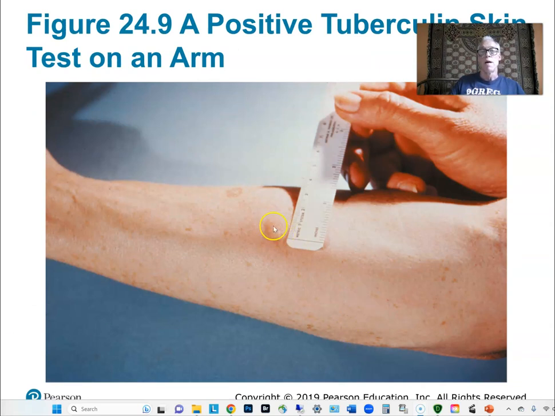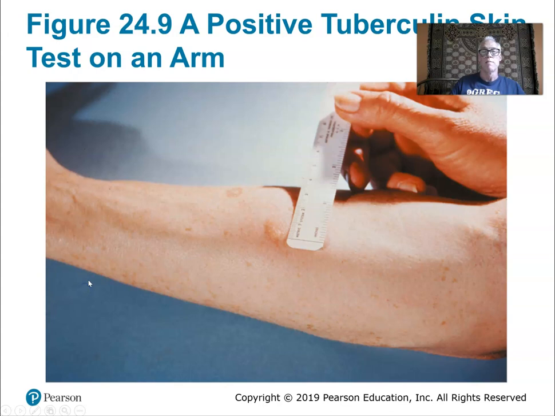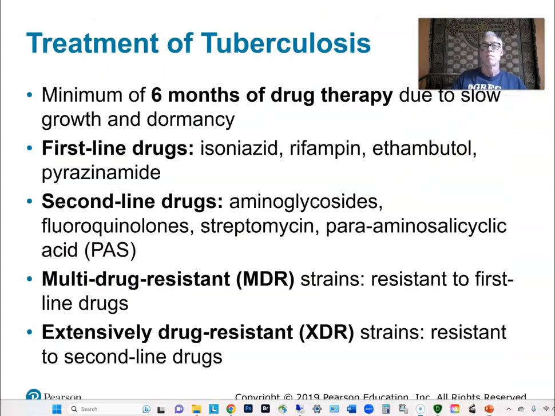So here's a picture of a positive tuberculin skin test. In a normal person you wouldn't even be able to see it anymore from where they would have put a mark on the skin where it was given. They come back and check it out and see if there's a real good blister forming there from all the skin damage from that delayed type hypersensitivity reaction.